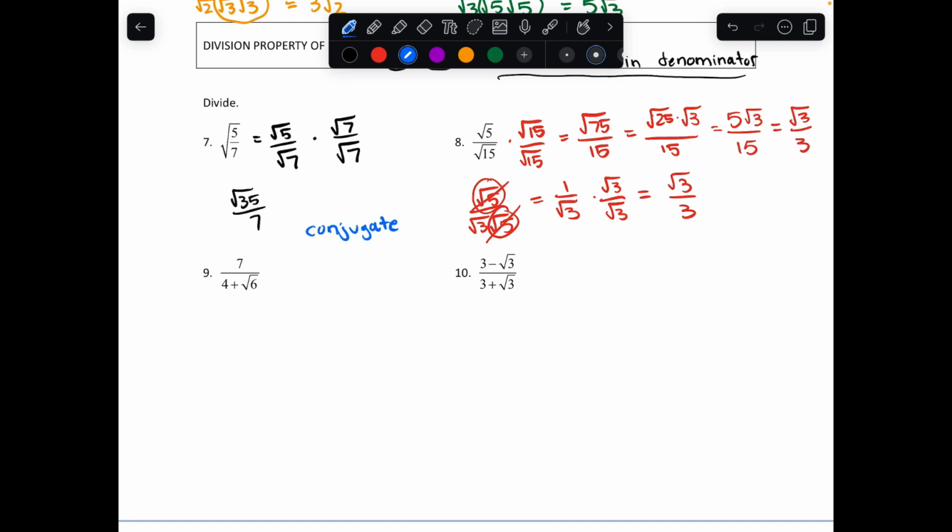Now, what is a conjugate? The conjugate is just going to be the same numbers that you see, except the only difference is that you're going to change the sign. So we're going to multiply by the conjugate divided by itself. We're going to multiply by the same numbers, 4 and square root 6, except instead of a plus, we're going to have a minus. So this will be 4 minus the square root of 6.